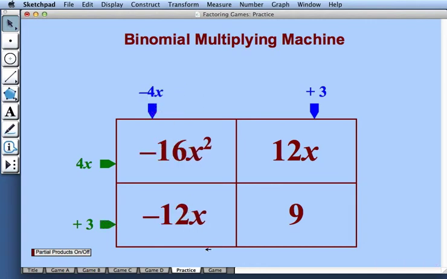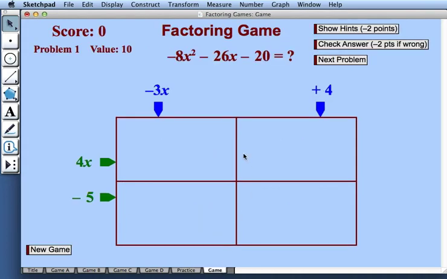And you'll see that as I drag these sliders, the partial products change. Once I get comfortable with this representation of binomial multiplication, I can play a game similar to the one I played before, but now instead of algebra tiles, I use this more abstract representation, and I can drag these sliders to represent the factors of, in this case, negative 8x squared minus 26x minus 20. So this explains how to use the pair of activities, Factoring Games.